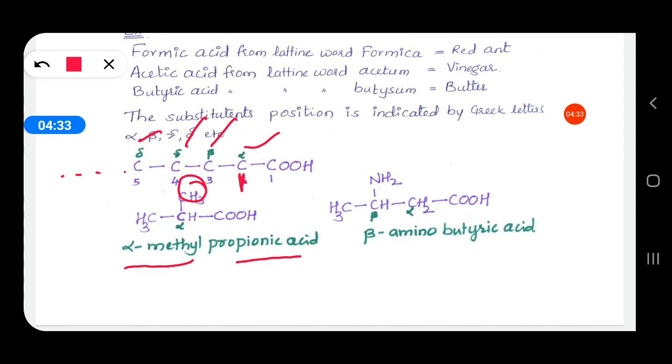Let us see another example. An amine group is present. When an amine group is present as a substituent, whenever two functional groups are present, the first preference is given to the carboxylic acid. So it becomes the suffix, and the other functional group becomes the prefix. So here it is a butyric acid. The amine group is present on the beta carbon. So it is beta amino butyric acid. Like that, if substituents are present, then the position is indicated by the Greek letters alpha, beta, gamma, etc.